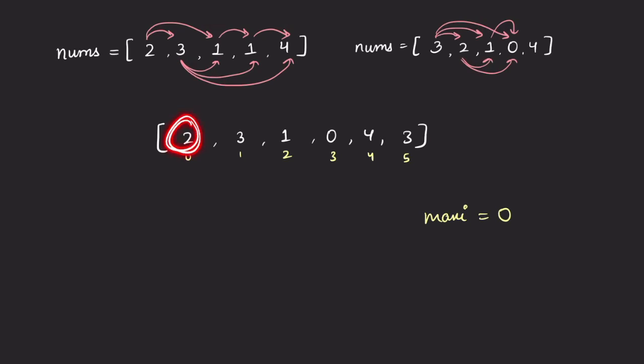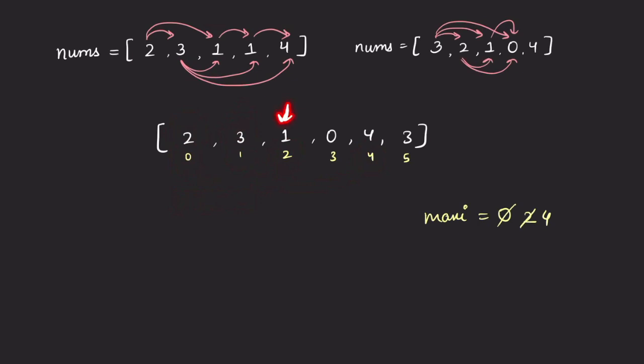Now we are at index 0 with value 2. From index 0, we can go at max to index 2, basically 0 plus 2, that is 2. So we'll update it to 2. Now let's check for this element. From index 1, you can at max make a jump of length 3. That means from index 1, you can go at max to 4, that is 1 plus 3, which is 4. So at max, we can go to 4, and our maxi will become 4.